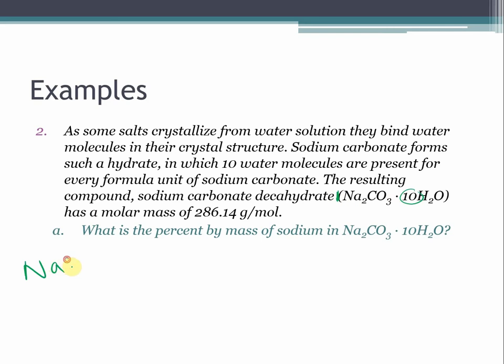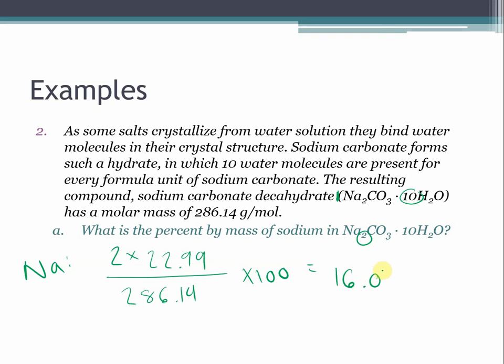So since we are looking at sodium, the part we care about is the sodium. So the top of our fraction will be 2, because we have 2 sodium atoms, times the mass of sodium, which is 22.99, divided by the total mass, which we're given is 286.14, times 100. When you type that in, 2 times 22.99 divided by 286.14 times 100, you should get 16.07% sodium.